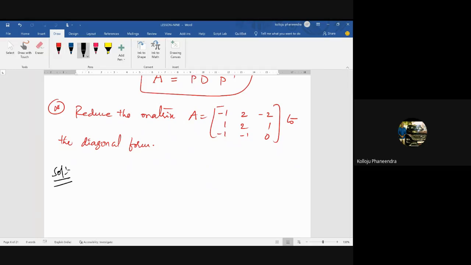Solution: reduce the matrix A to diagonal form. Here, see, there are two important points. If the question is to reduce the matrix to diagonal form, it's enough to find up to the eigenvalues. And if the question also specifies the matrix transformation, then you have to find the matrix P also.